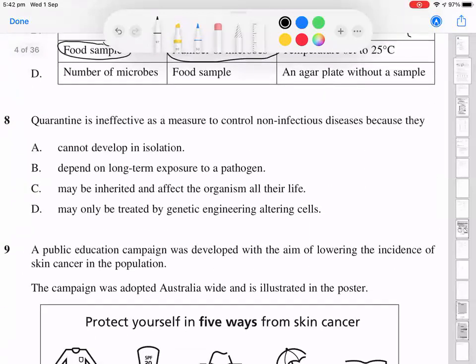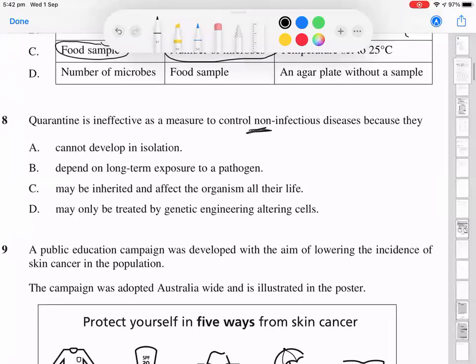So for question 8, we're looking at quarantining for a non-infectious disease. So that's the trick there. The answer is going to be option C. And that's because a non-infectious disease, by definition, can't be passed on to someone from someone else who's infected. And it can only come from genetic causes or lifestyle.